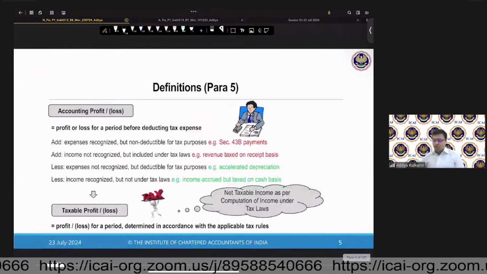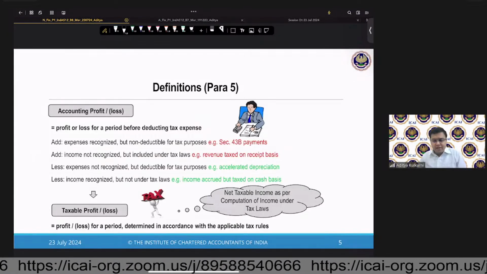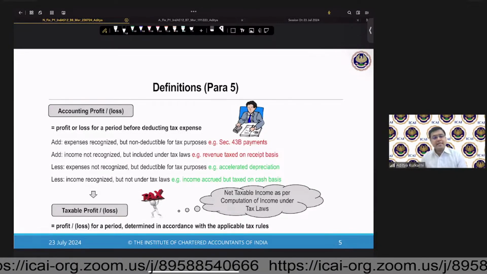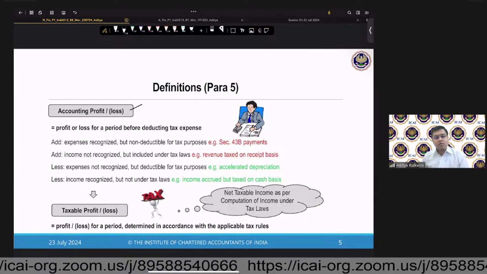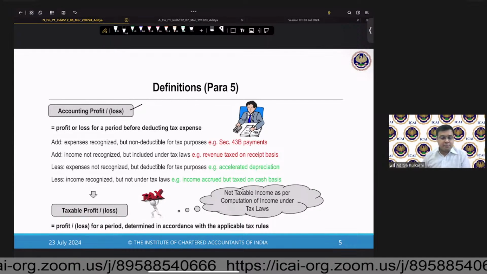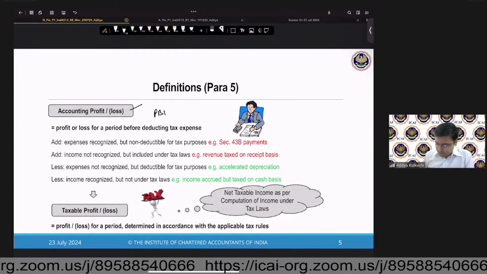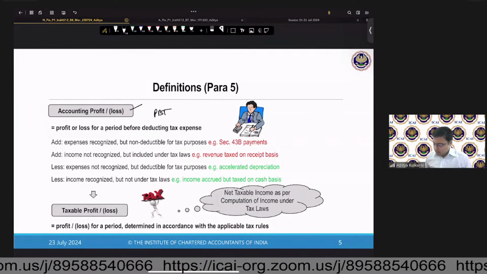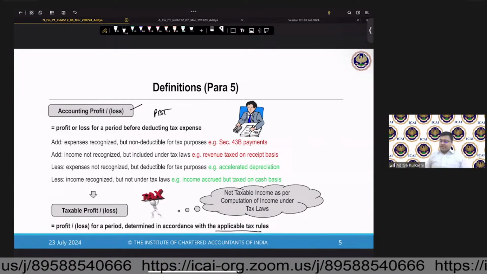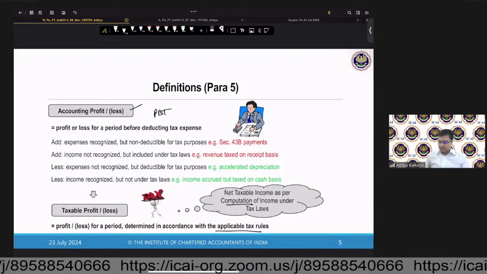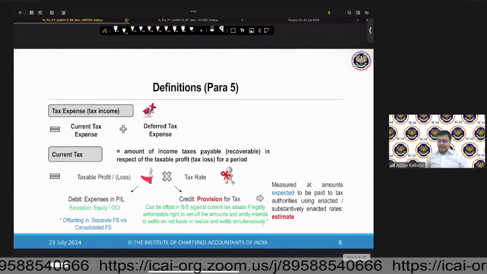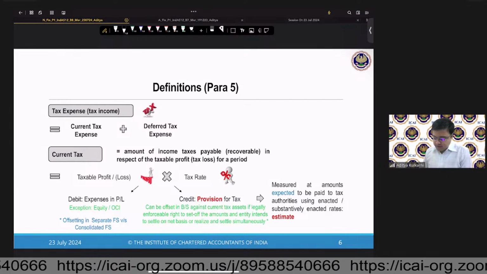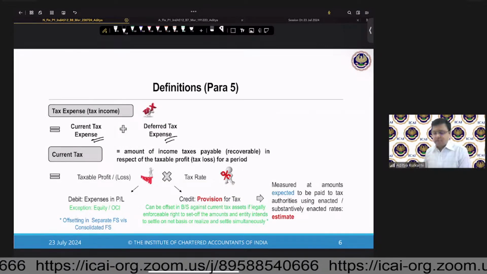Okay, so a couple of definitions. First one, profit or loss before deducting tax expense, that is your accounting profit or loss, that is basically your PBT. What do you mean by taxable profit or loss? In accordance with the applicable tax rules, that means as per the computation of income. Next, tax expense, tax income is nothing but current tax plus deferred tax.